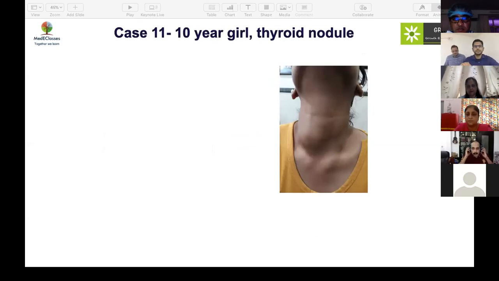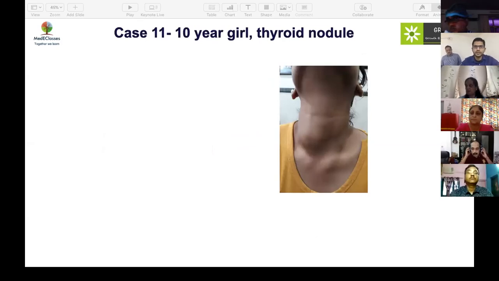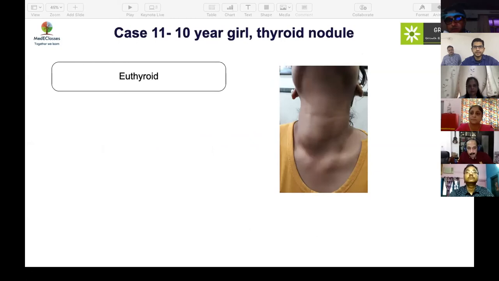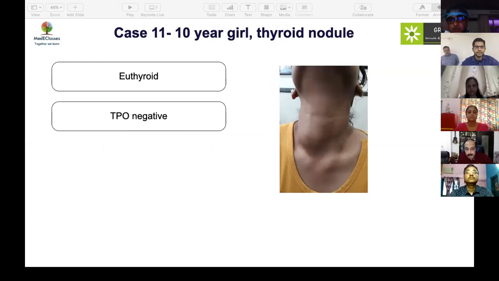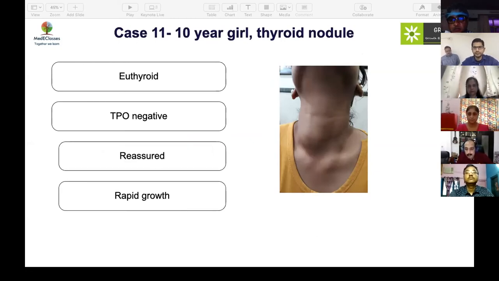Now, the 11th case, Dr. Prithi. This is a girl who's 10 years old and has presented with a thyroid nodule. Her TSH and everything else was normal, and even TPO was negative. With this, she was reassured by the practitioner. However, she came back with a rapid increase in the size of this nodule. So how would we proceed with this, sir? Dr. Vijay, what do you think of this case?